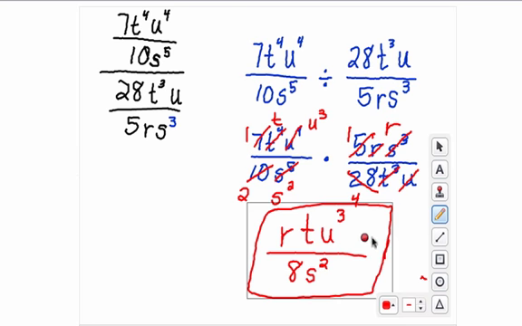And there you go. We just solved a complex fraction. Again, you rewrite it in its horizontal form, change division to multiplication, flip the fraction on the right, simplify, multiply them together. And that's it.